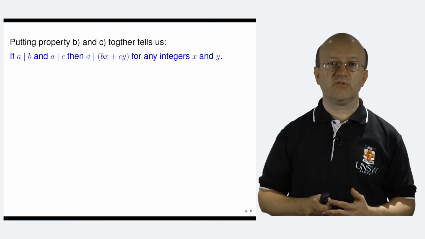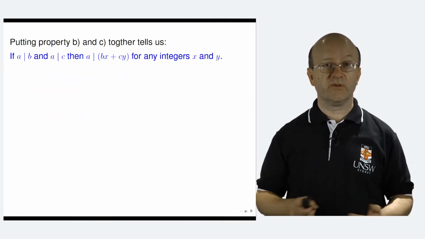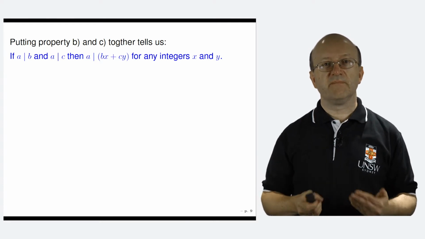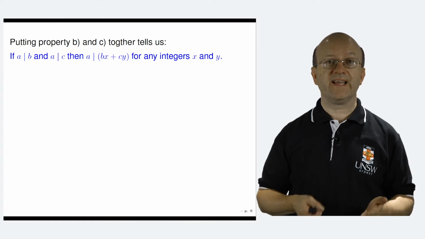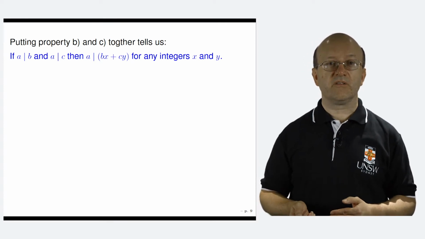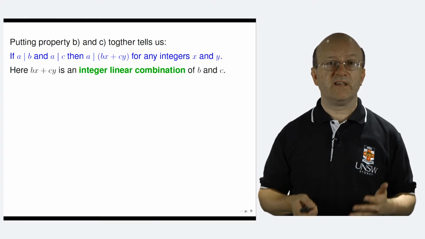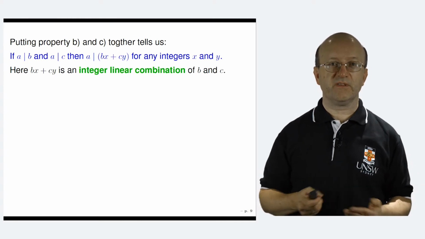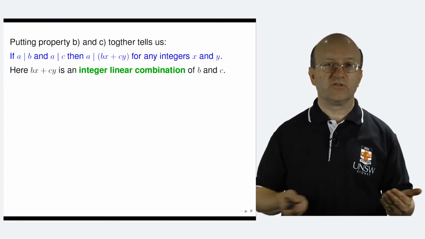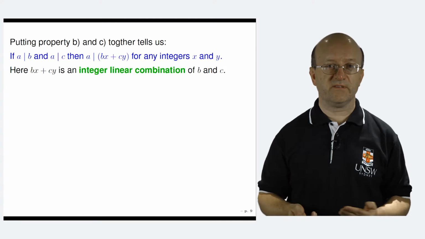Now we can actually put these two properties B and C together to get a rather more interesting result, which is that if A divides B and A divides C, then it must divide every integer of the form bx plus cy for any integers x and y. In other words, A divides every integer linear combination of the integers B and C if it divides B and it divides C. This is just a corollary of what we've already done. We just put the two definitions together.